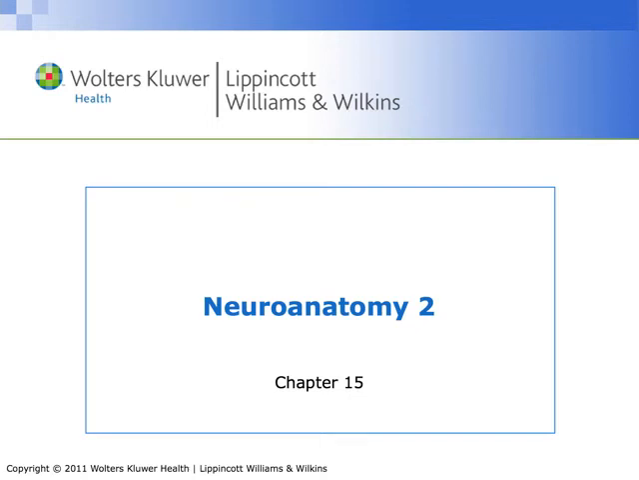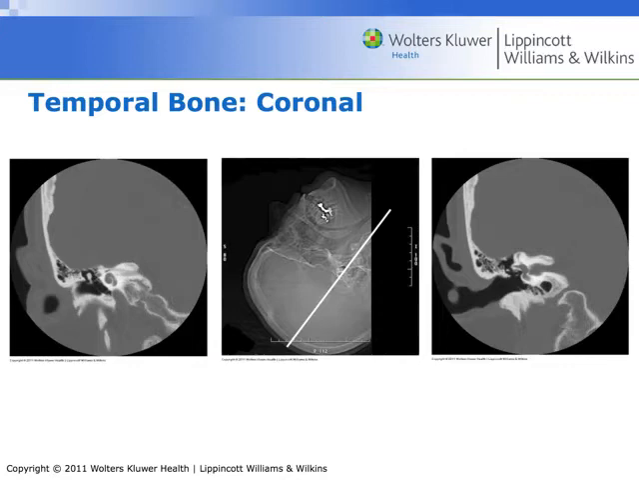Okay, now we're going to look at some little tiny structures of the inner ear. This black spot, kind of horseshoe shaped right here, is the epitympanum. This white thing right here is the malleus. Okay. Little tiny thing right here on either side. We can see the facial canal.